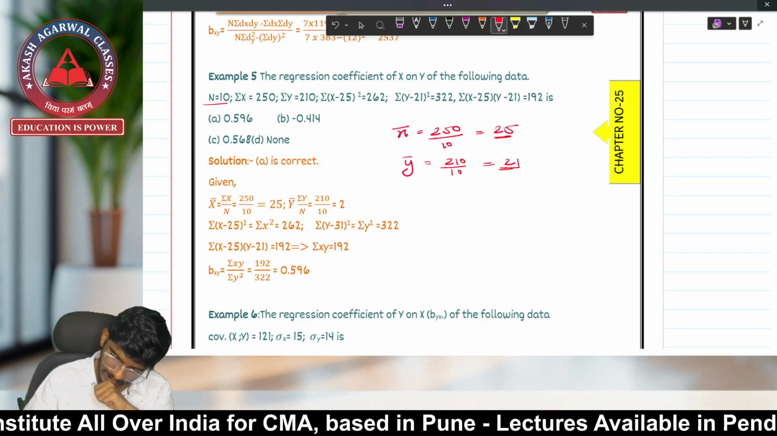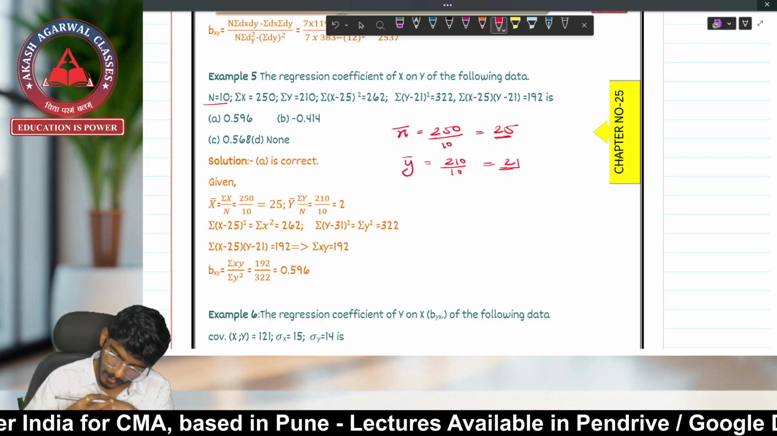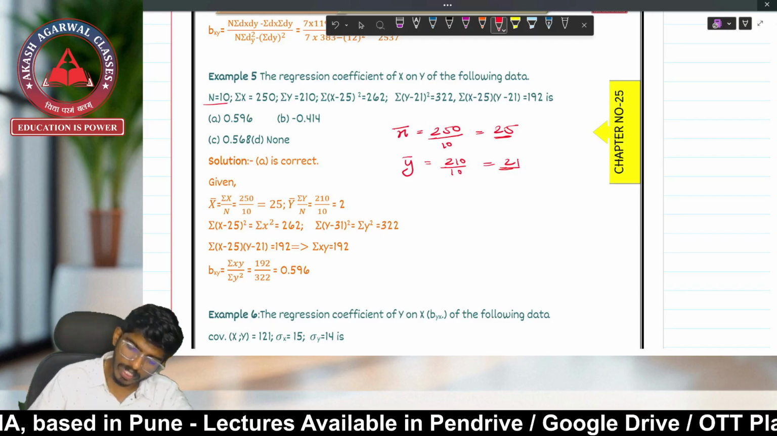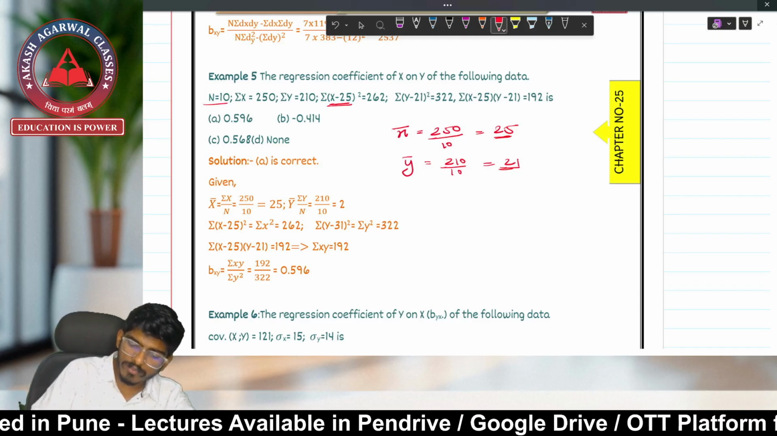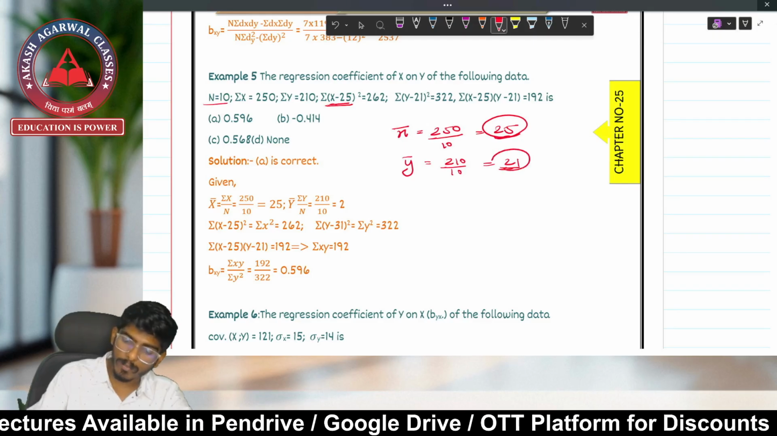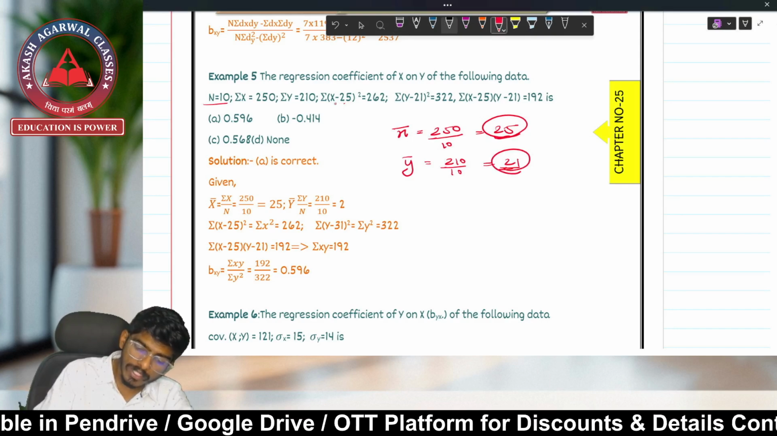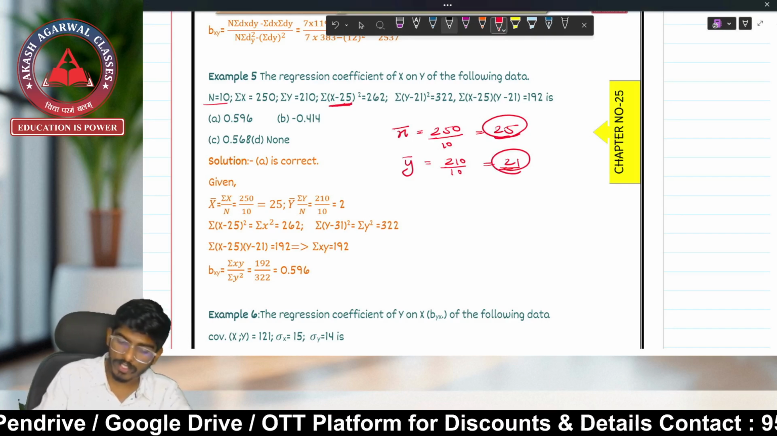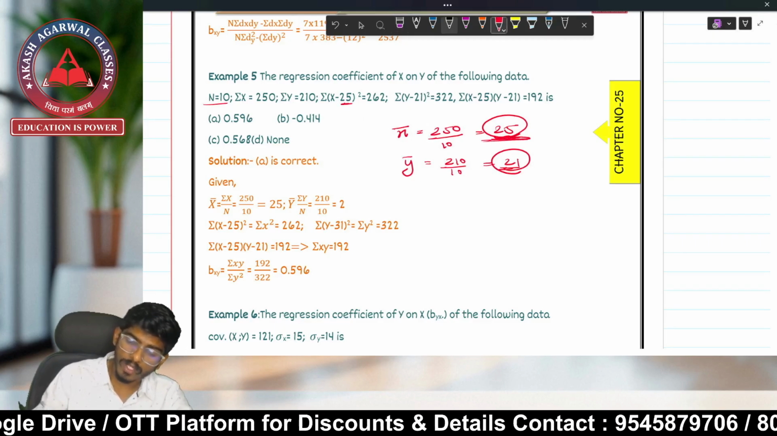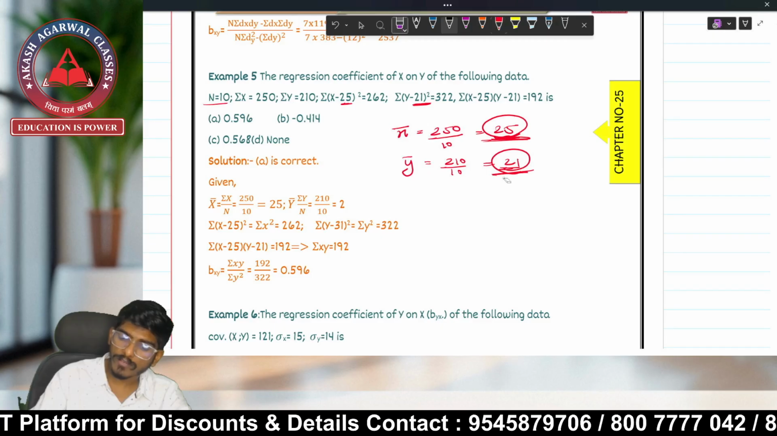Over here, they have given me 192. Okay, so if you see now, you have calculated that your x bar is 25 and your y bar is 21. They have given us summation of x minus x bar, which is 262. And x bar is similar to what we have calculated, 25. Y bar is similar to what we have calculated, 21.